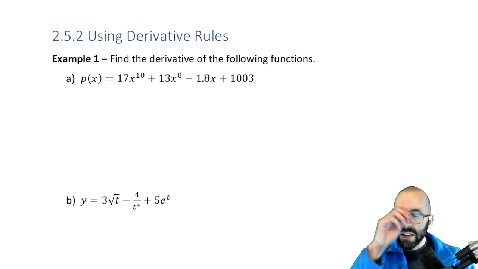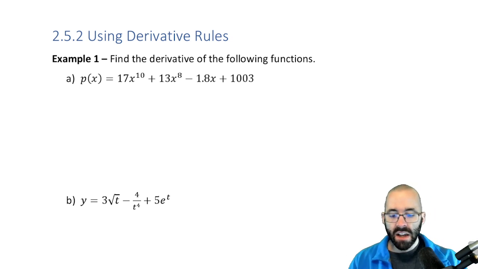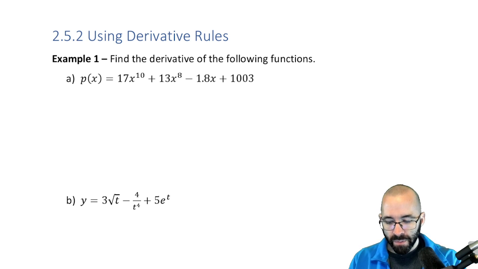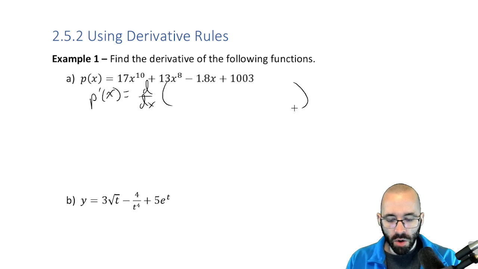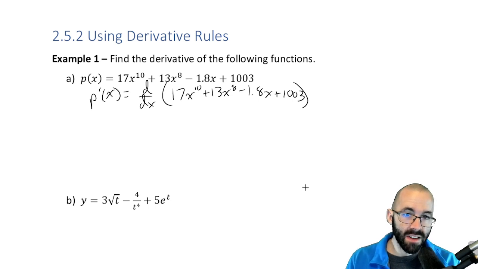All right, let's see what some of these derivative rules look like in action and combined. So if I want to find the derivative of this function p of x, how are we going to do it? Well, the derivative of p of x is p prime of x. And what that is, we have to take the derivative of this whole thing: 17x to the 10th plus 13x to the 8th minus 1.8x, blah, blah, blah. I did not give myself enough room for this.